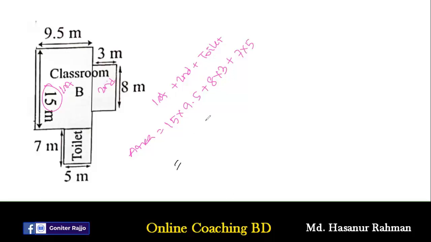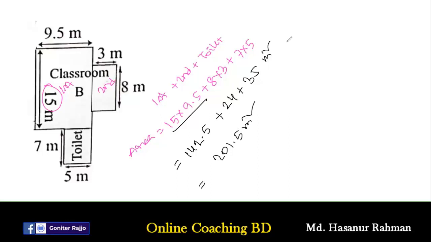So how can we solve? At first 15 multiplied by 9.5, that will be 142.5, plus 3 times 8 is 24, plus 5 times 7 is 35 square meter. So if we add all of these numbers, then what will we get? That will be 201.5 square meter. Very simple.